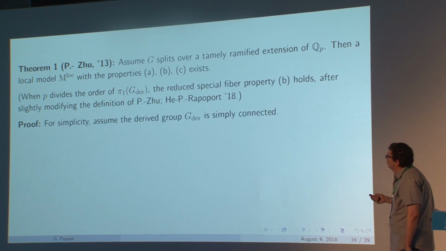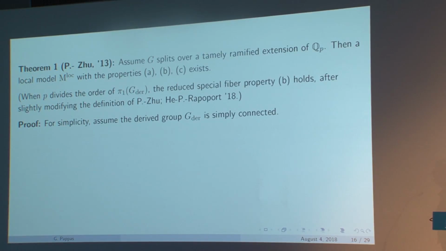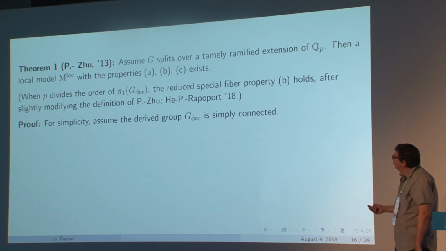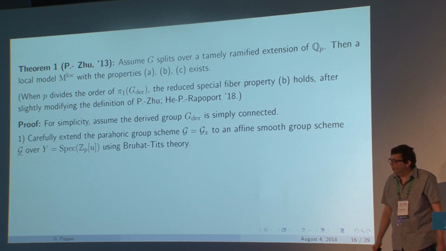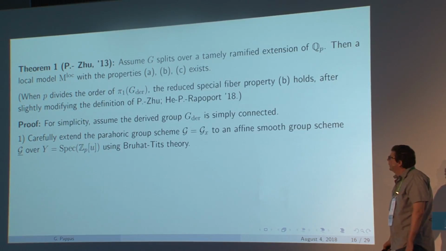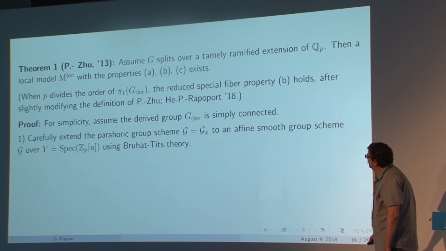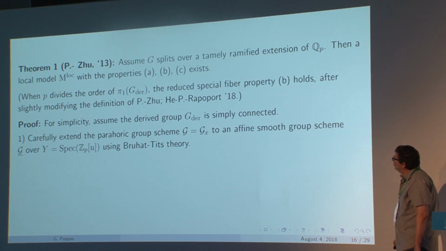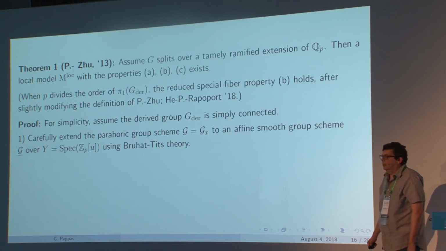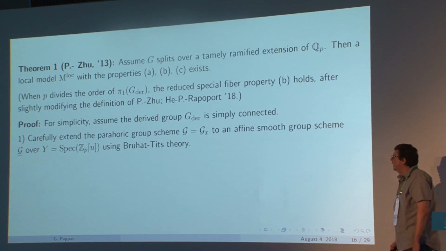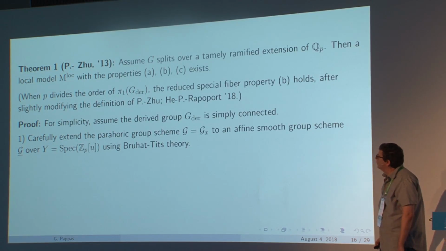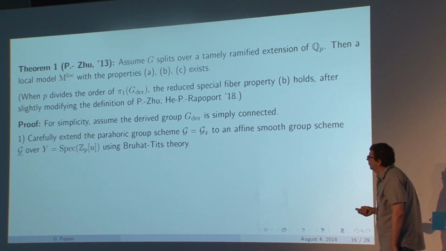And now here's an idea of the proof. I will assume that the derived group is simply connected for simplicity. The first thing we do is extend the parahoric group scheme to an affine smooth group scheme over a two-dimensional base. It was over Z_p. We extend over Z_p[u], this affine line over Z_p, using Bruhat-Tits theory.